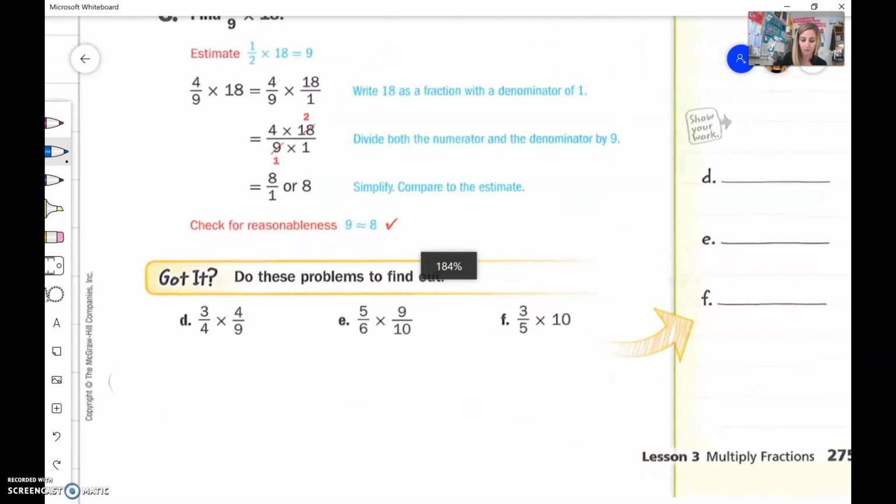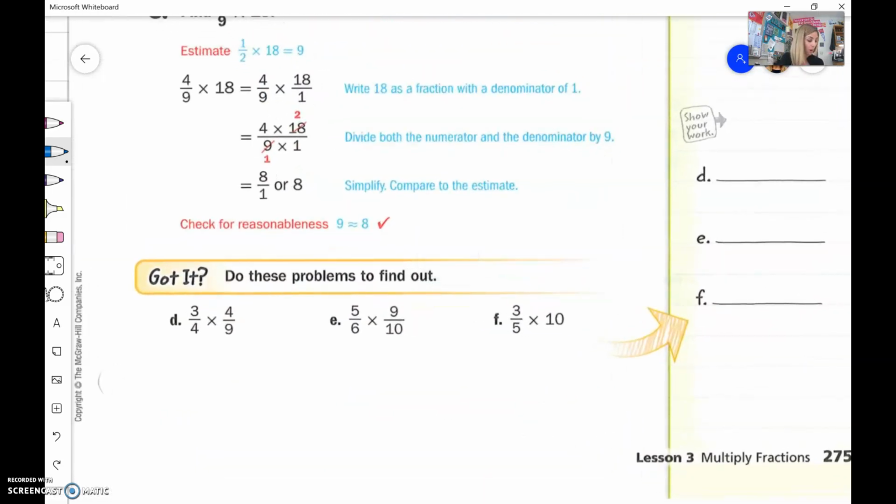I want to jump all the way down to the example problems on page 275, and we're going to take a look at this together. So basically what it means is, here's my problem, 3/4 times 4/9. Okay, so we're just going to solve this problem like we did before. We're going to multiply the numerators, multiply the denominators, then figure it out. So 3 times 4 is 12. 4 times 9 is 36.